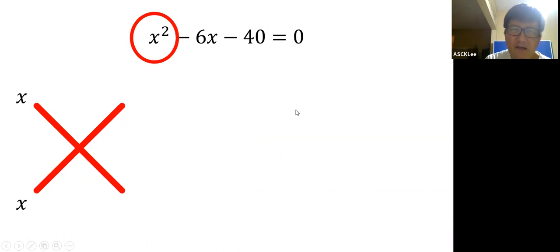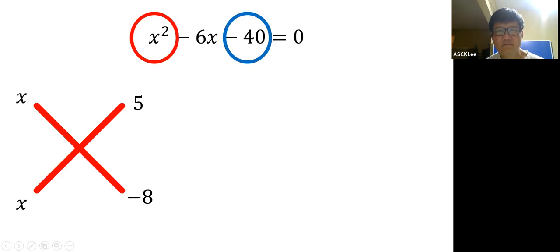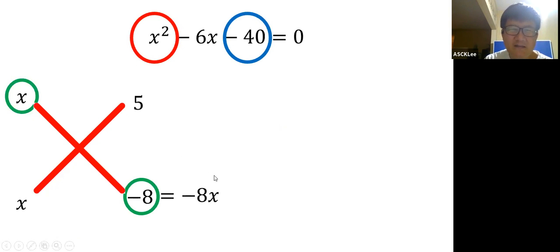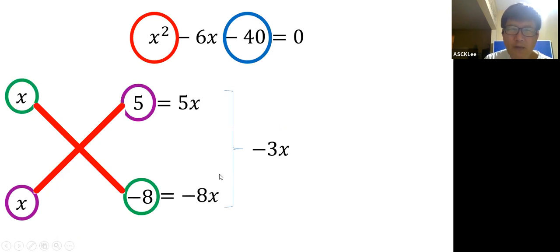x squared here is x times x. Minus 40 here is 5 times minus 8. 5 times minus 8 is minus 40. When you multiply out, x times minus 8 is minus 8x, and x times 5 is 5x. And when you total them up again, oh gosh, how many times have we got to try? 5x plus minus 8x is minus 3x. Again, it doesn't match what we want. We have not come across the factors yet.